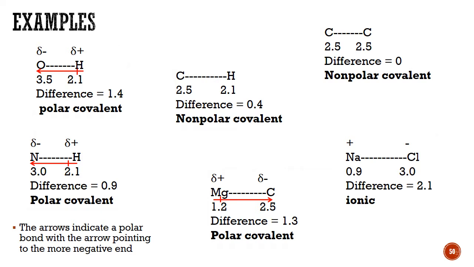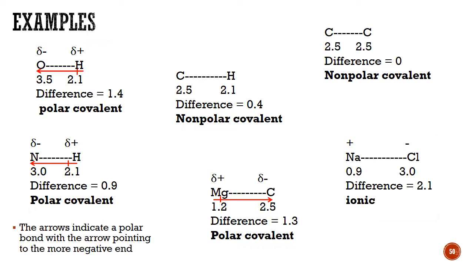You can see the arrow pulling in the direction of the negative charge, so the plus sign is on the positive end and the arrow is on the negative end. If you look at the difference between carbon and hydrogen, 2.5 minus 2.1 is 0.4. We consider that nonpolar. So carbon and hydrogen really share electrons pretty evenly. Of course, if the bond is between two of the same elements, then the difference is always 0. In this case, a carbon bonded to a carbon, 2.5 and 2.5, the difference is 0. So that is always a nonpolar covalent bond.